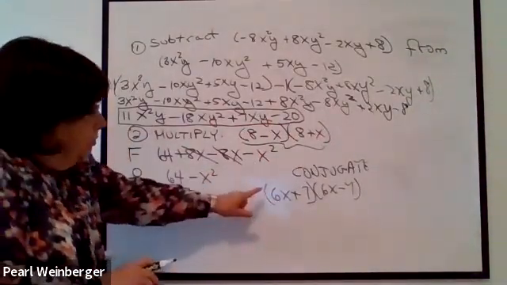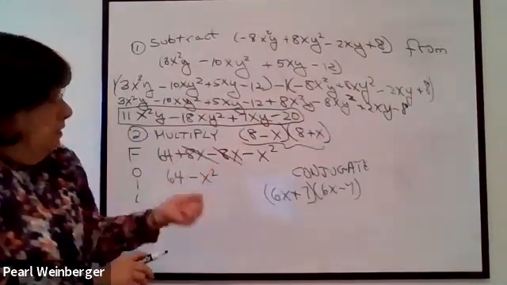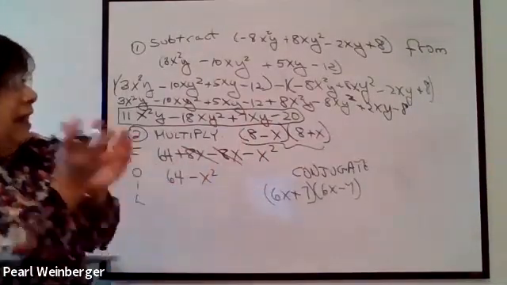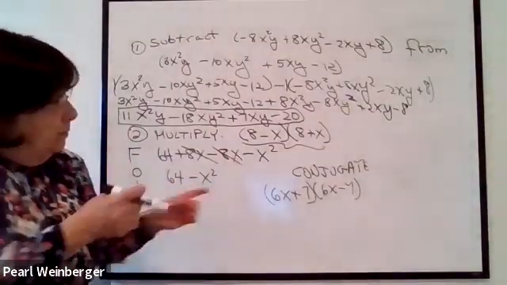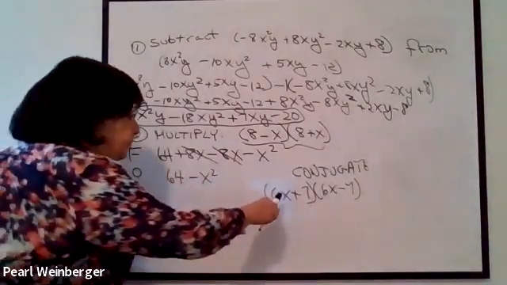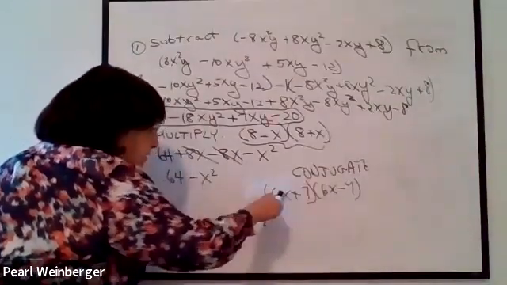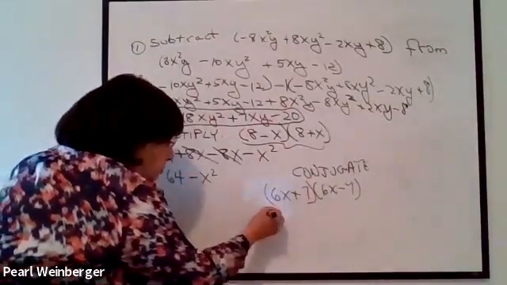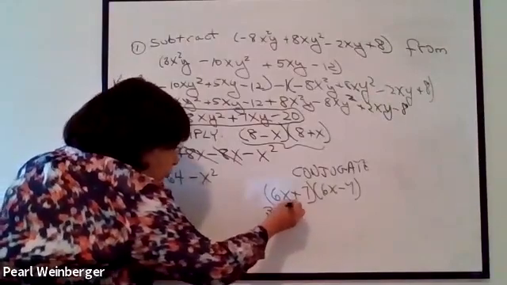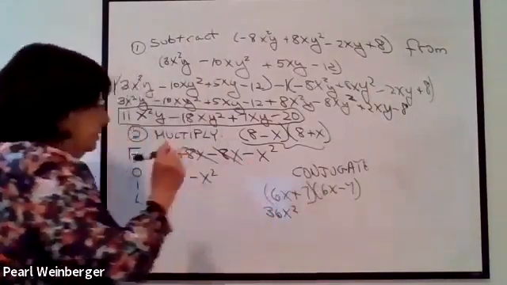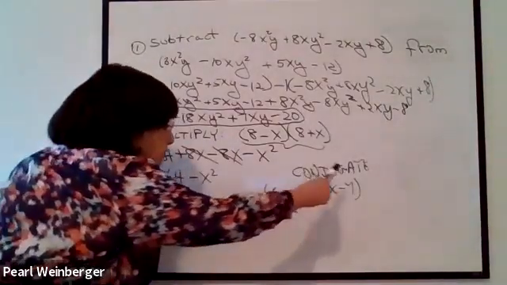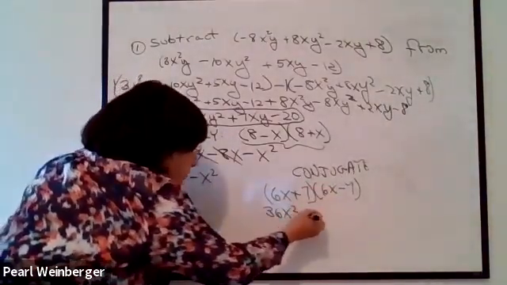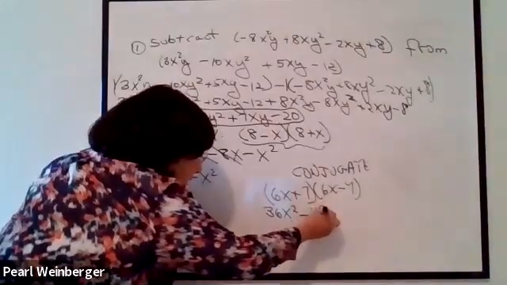If I tried to multiply 6x plus 7 times 6x minus 7, if I notice that they are conjugate binomials, I can save myself time by just multiplying the first terms together, 6x times 6x, which is 36x squared. Don't forget x times x is x squared. And the two last terms together, positive 7 times negative 7 is minus 49.